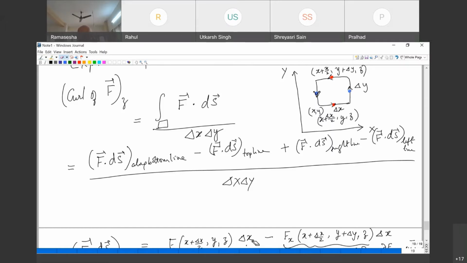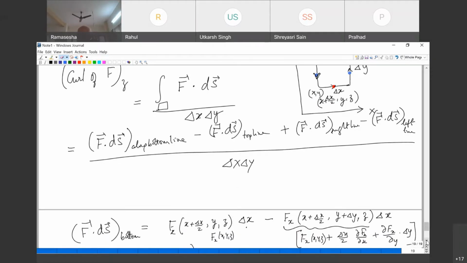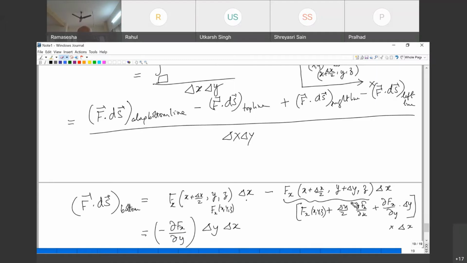Delta x is the length of the interval, and the value of the function is fx, because it is f dot ds, and ds is along the x direction, and because it's along the x direction, I have to take the x component. So I have taken the x component and I have done this calculation.